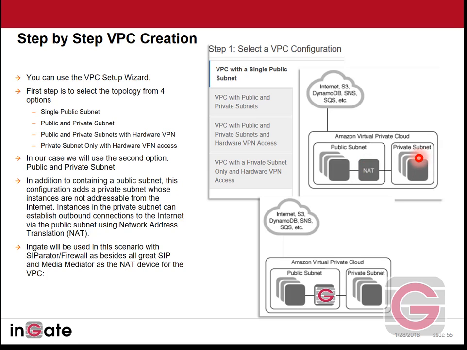The NAT instance is going to allow the IP telephony platform or infrastructure to access the public network. So that NAT instance will be our separator. So we're going to have a very similar layout to the second option, and the NAT device that we are going to use is going to be the same separator.